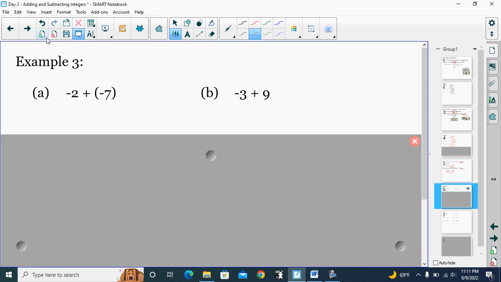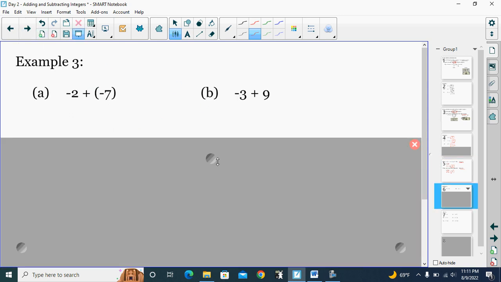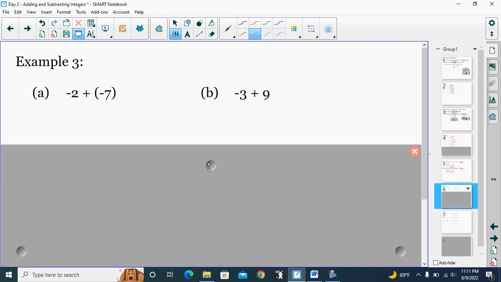And then a little bit of mixed review here. Let's talk through each of these. I'm going to give you a quick, maybe 10 to 15 seconds to try it on your own, then we'll talk through each one. Negative 2 plus negative 7.